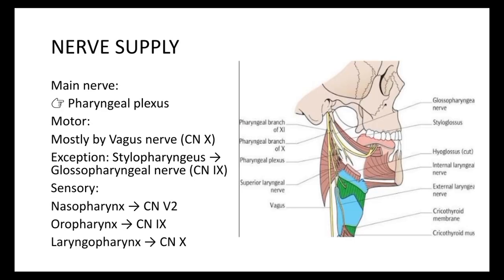Nerve supply. Now nerve supply. Main network: the pharyngeal plexus. Motor supply is mainly from the vagus nerve, but one exception: stylopharyngeus is supplied by the glossopharyngeal nerve. Sensory supply: nasopharynx, maxillary nerve; oropharynx, glossopharyngeal nerve; laryngopharynx, vagus nerve. Each level has its own nerve.